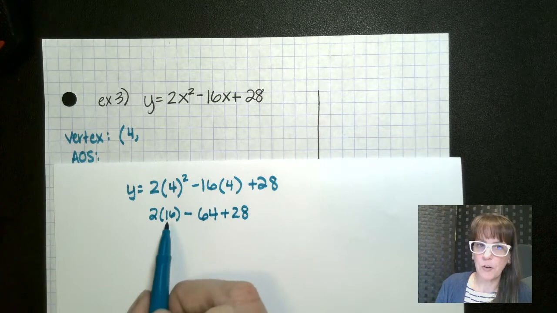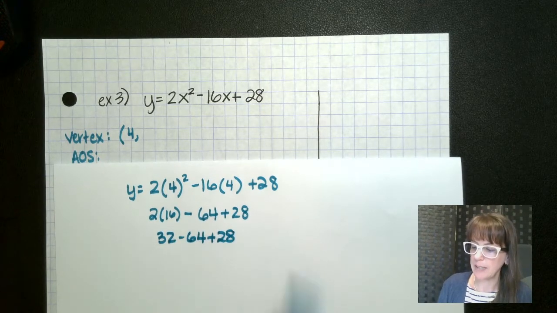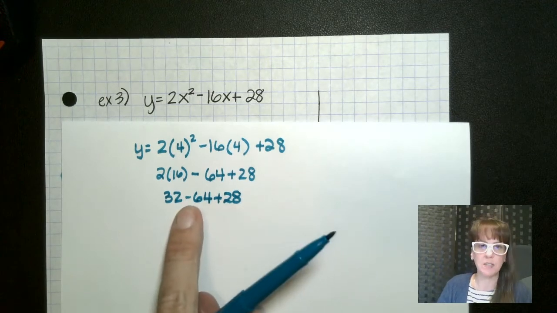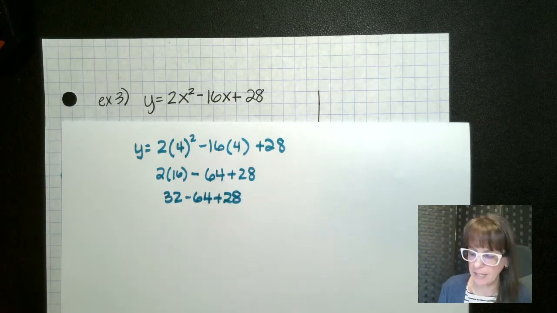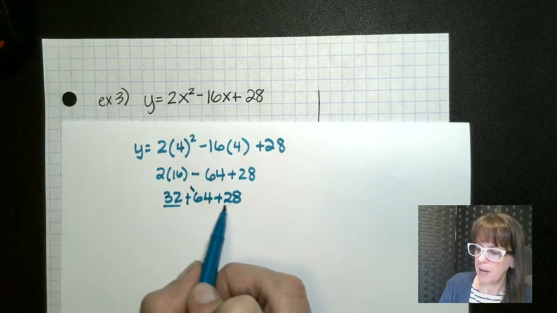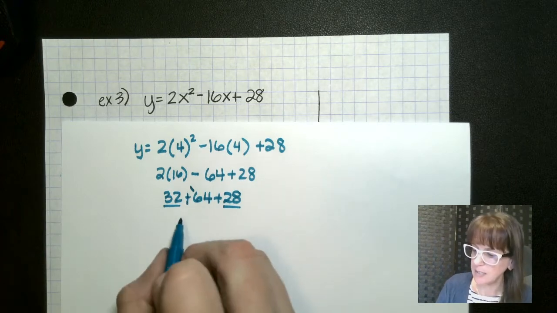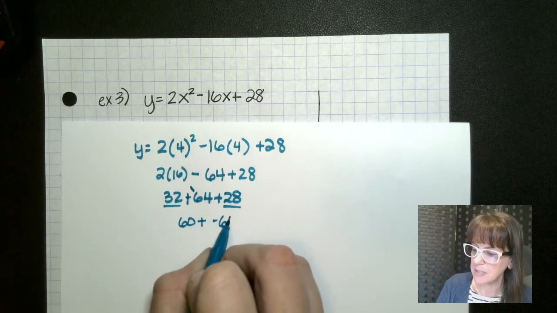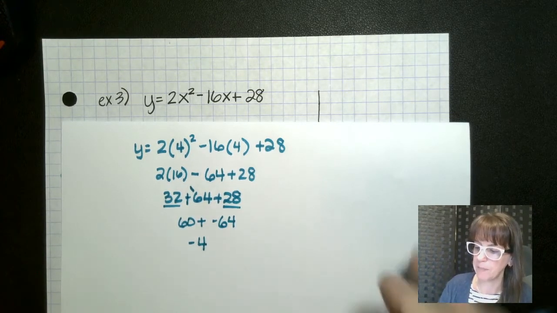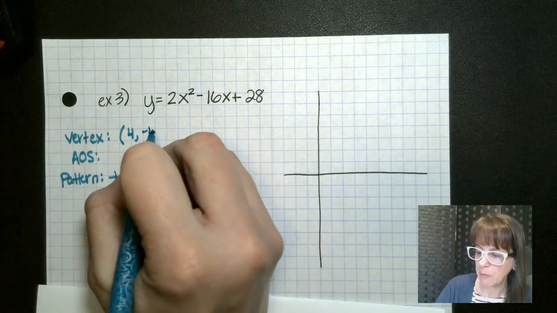And so this is 32. So 32 minus 64 plus 28. Now don't make this mistake where you add 64 and 28 because you got to remember it's a negative there, right? So if I add the opposite, let me add up my positives. I get 32 and 28 gives me 60. So I have 60 plus negative 64. That gives me negative 4. So when x is 4, y is negative 4.